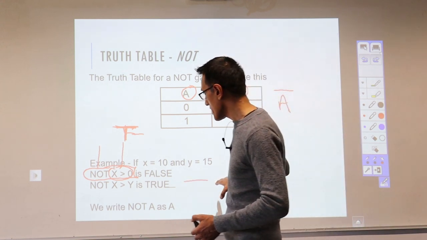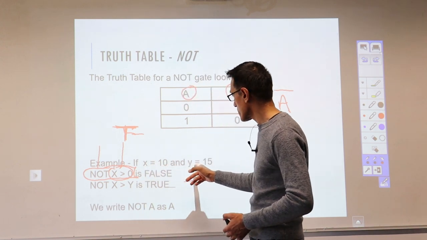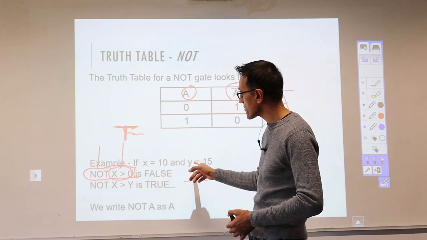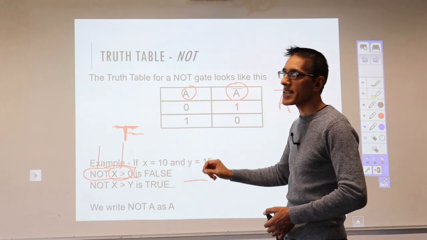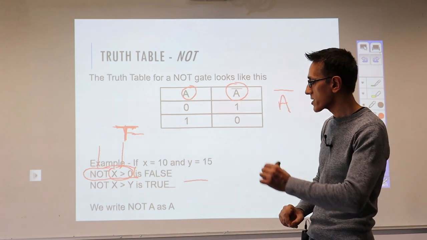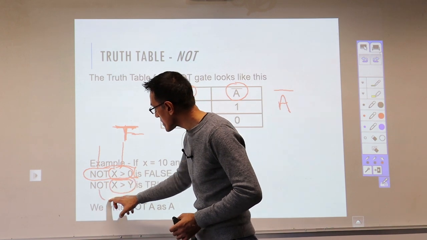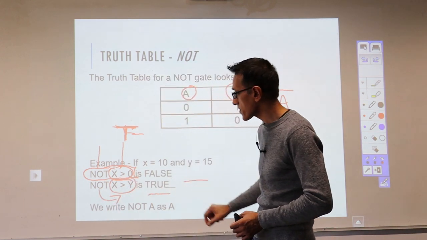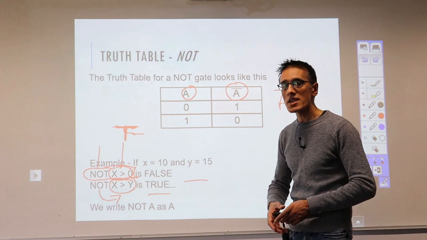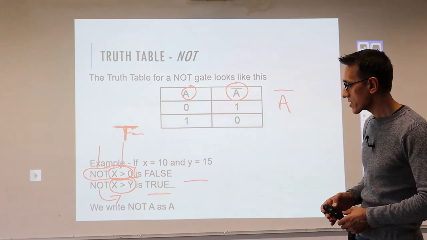The second one, is x greater than y? X is 10, y is 15. X greater than y? No, it's not. Therefore, it's a false for this part. Apply the NOT onto the false and we take it out to be a true as the result.